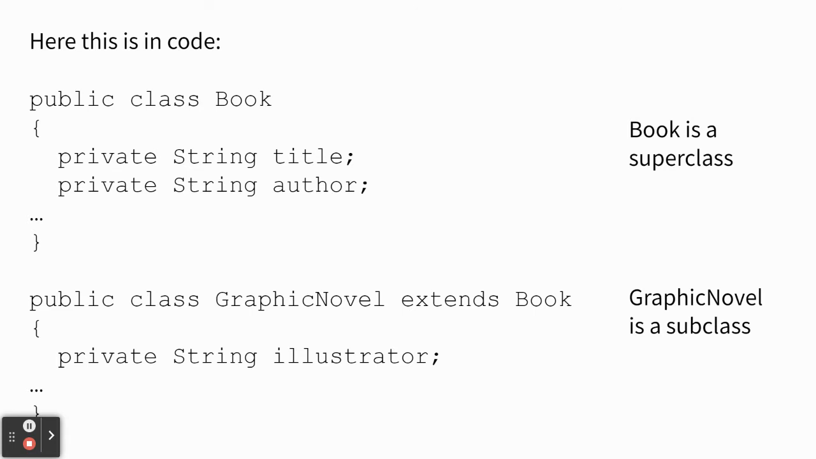Good so far? You can see how a graphic novel might live below a book. Yes. Yep. So a graphic novel would have a title and an author, publication date, or any other variables we wanted, but only graphic novel would have the illustrator attribute, because a regular book in this world doesn't have pictures.